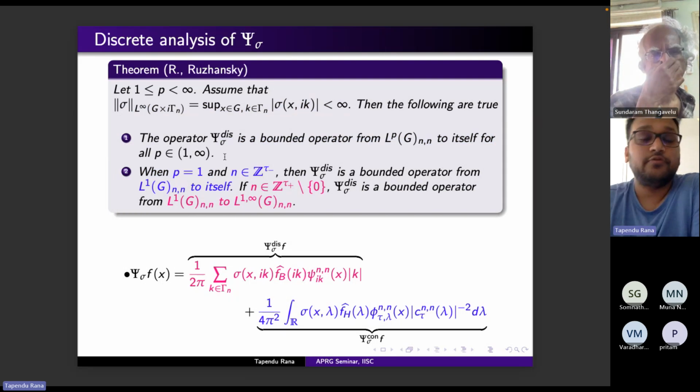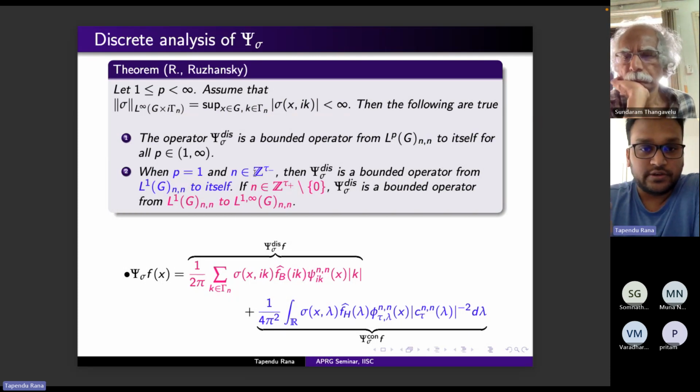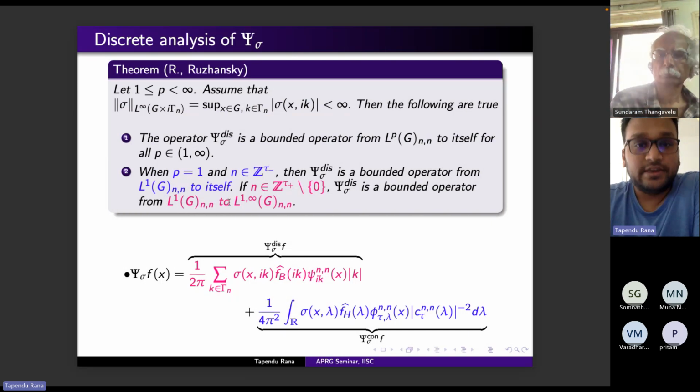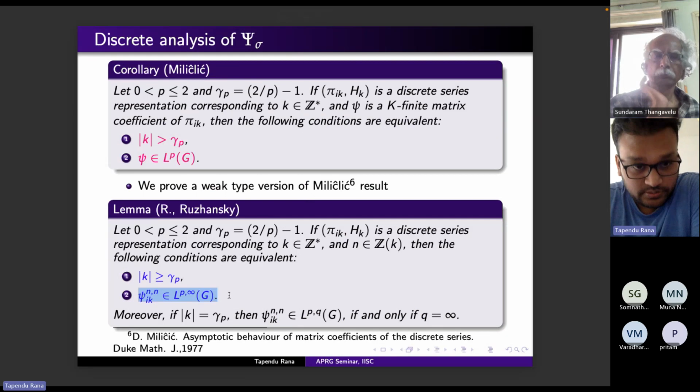For the p equal to 1 case, we have to be careful. If n belongs to Z_τ^- , that is Z minus Z_τ^+ containing all odd integers, then the discrete part of ψ_σ is a bounded operator from L^1(G/K) to itself. And if n belongs to Z_τ^+, that is the set of all even integers, this ψ_σ is a bounded operator from L^1(G/K) to L^{1,∞}(G/K). And for this part, we use the results of this lemma.